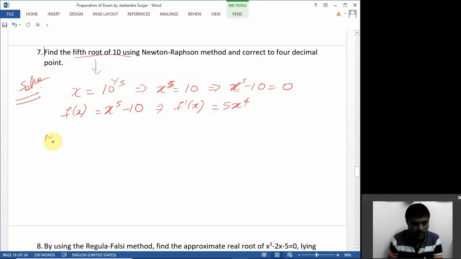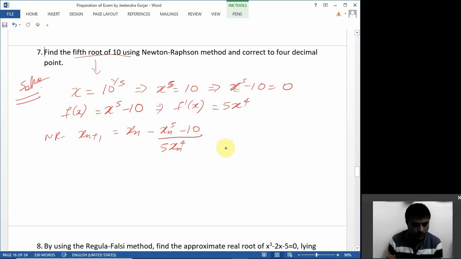Okay, now I am going to use the Newton-Raphson's formula. If you want to understand the Newton-Raphson method, I have done it in the previous video. You can go to that video, or I will share the link in the description box. You will get it. Please watch that. Okay, so I am going to use the Newton-Raphson formula and substitute: x n plus 1 is equal to x n minus x n raised to 5 minus 10 divided by 5 x n raised to 4. So I have substituted these values.